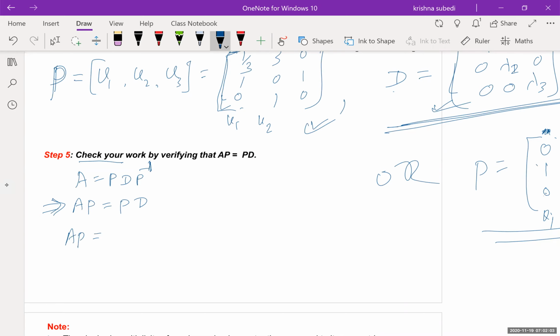A P. So A is, what is that A matrix? 3, 0, 0, negative 3, 4, 9, 0, 0, 3. Did I copy the right matrix there, A? Yes, Professor.